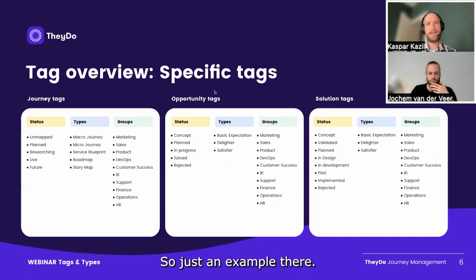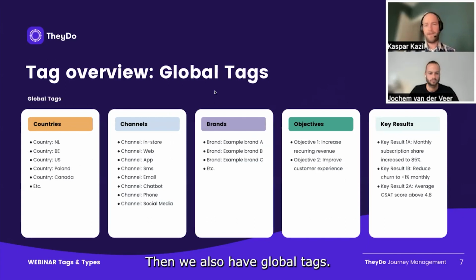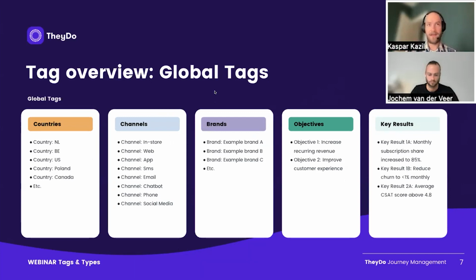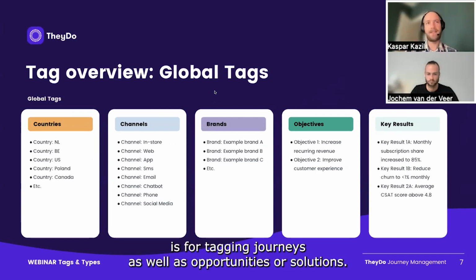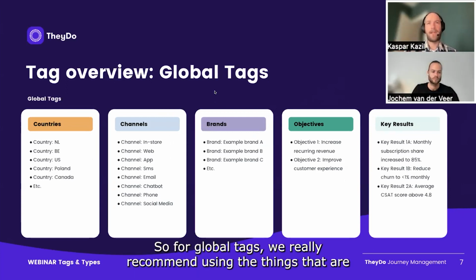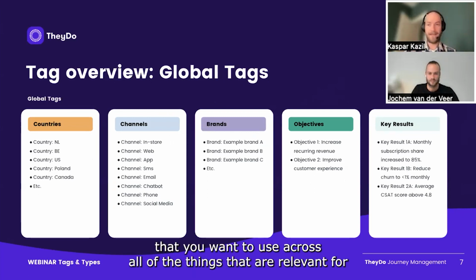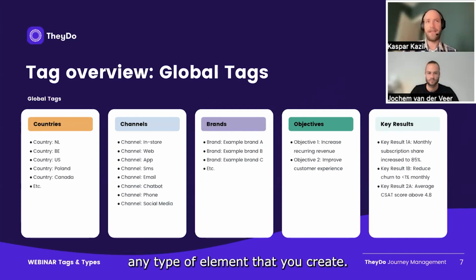So just an example there. These are the specific tags. Then we also have global tags. So global tags in TheyDo can be used to map or to tag any type of element. So you can use them in journey steps, but mainly I would say the main application is for tagging journeys as well as opportunities or solutions. So for global tags, we really recommend using the things that you want to use across all of the things that are relevant for any type of element that you create.